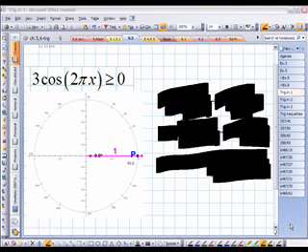This is a look at trigonometric inequalities. I'm going to show you how to solve a few of them. Here we have 3 cosine of 2 pi x is greater than or equal to 0. First I'll divide both sides by 3, kind of get that out of the way.